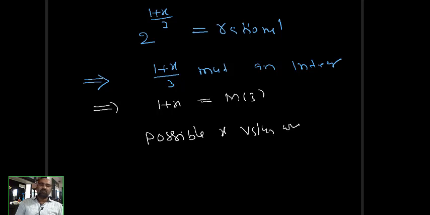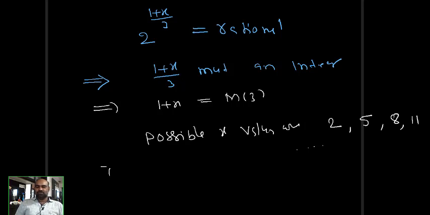Possible x values are, see, 2 I can take, no? 2 plus 1, 3 by 3, integer only, no? Next 5 I can take, 5 plus 1, 6 by 3, integer only, no? Next 8, observe the difference is 3, no? Next 11, and so on. Infinitely many numbers exist.